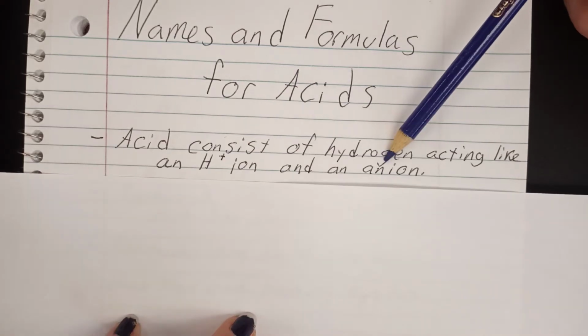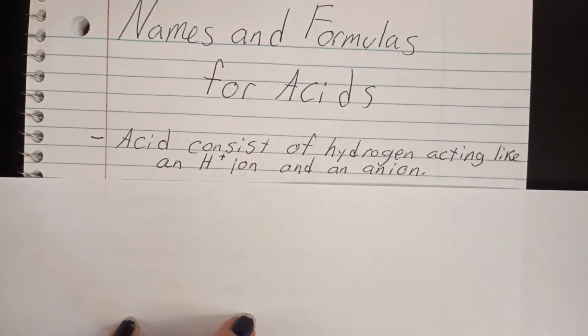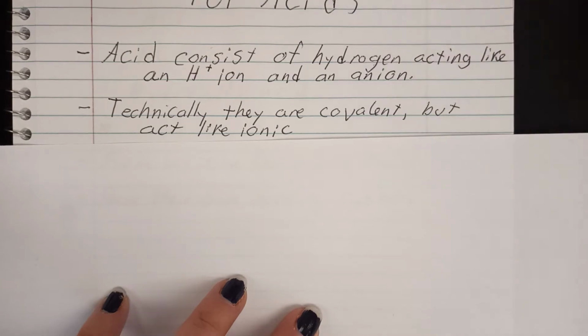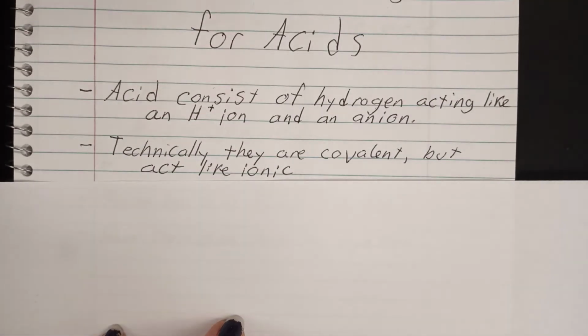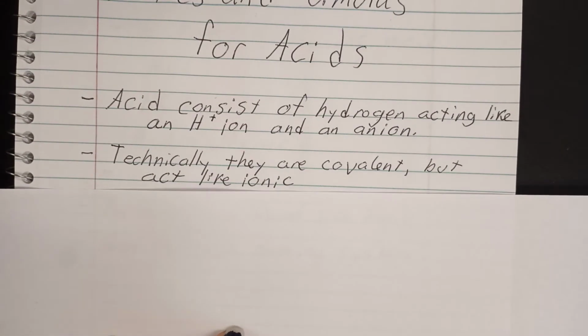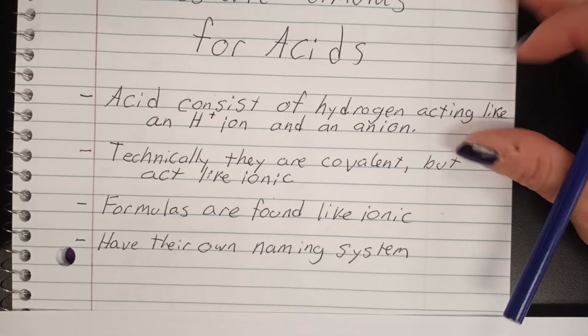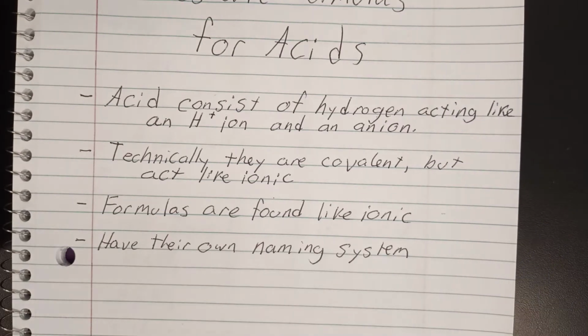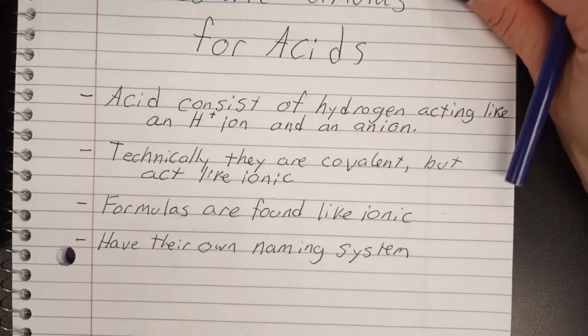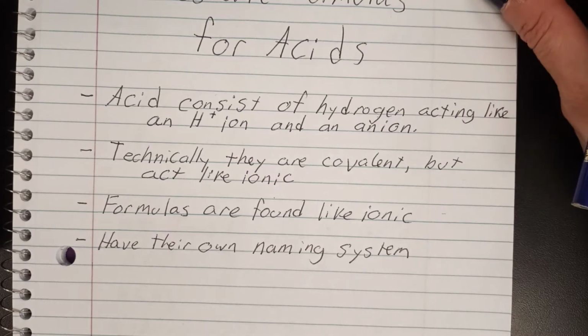And then we'll stick it to pretty much any of our anions. Technically these compounds are covalent, but they're going to act like ionic compounds for pretty much all intents and purposes. So we're going to have to find their formulas like ionic compounds, and we'll show you that in a second. But they're going to have their very own naming system. We have to do the names a little bit special because they're acids and we identify them as acids.